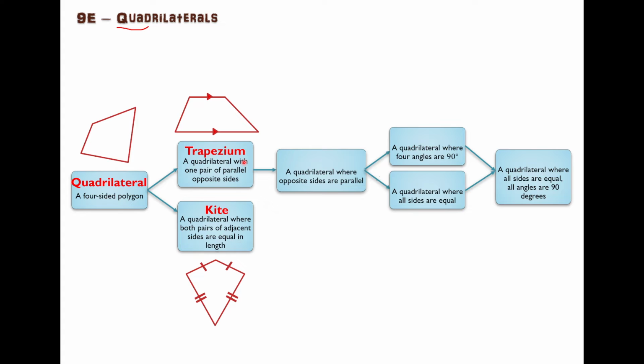We have a special kind of trapezium, which is a quadrilateral where opposite sides are parallel. In other words, both pairs of opposite sides are parallel, and it looks like this. Notice that it is more specific than a trapezium. It is a kind of trapezium, but it's more specific because both pairs have to be parallel. Do you want to guess what this shape's called? It is called a parallelogram.